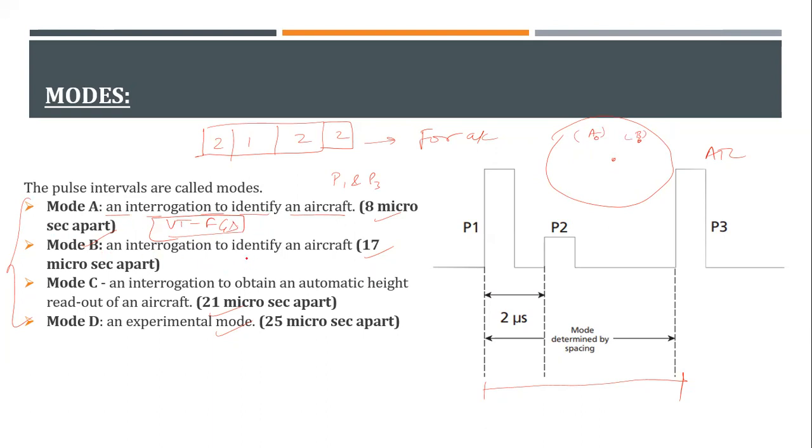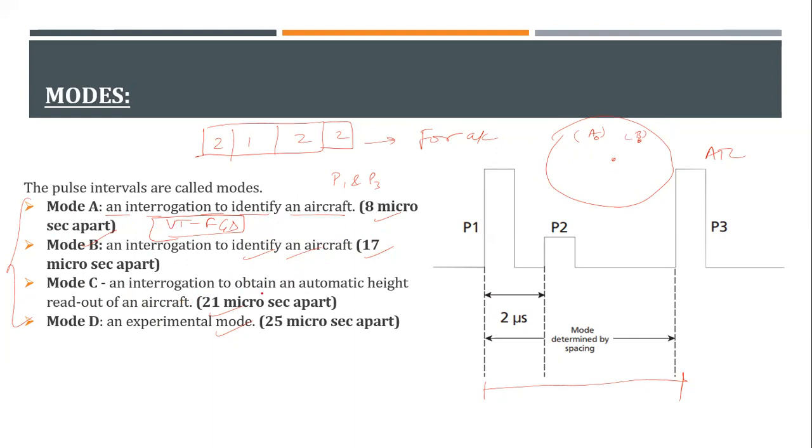Mode B is also the same, identifying the aircraft. That's the purpose of mode B. There's a slight difference between both of them, and we'll explain how. Because of the microseconds, there is a gap between both of them. I will explain the usage in the later slides.